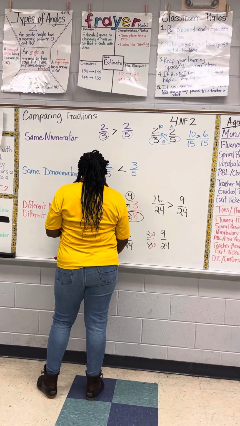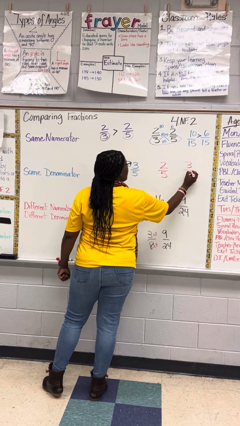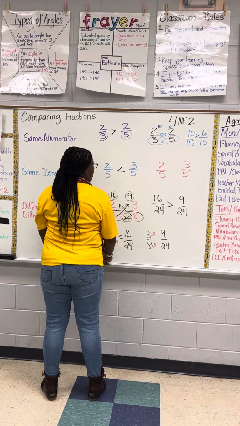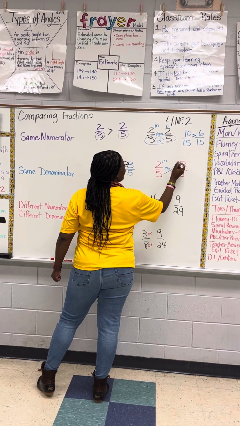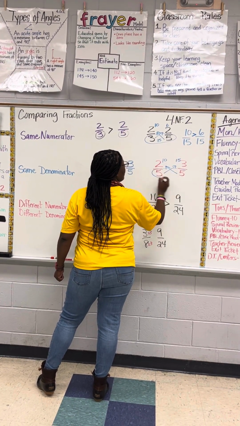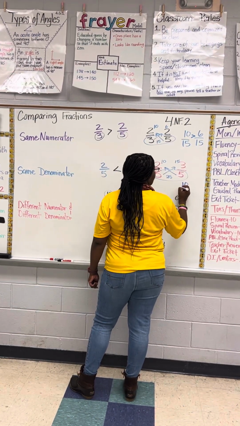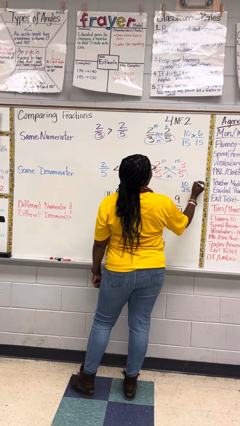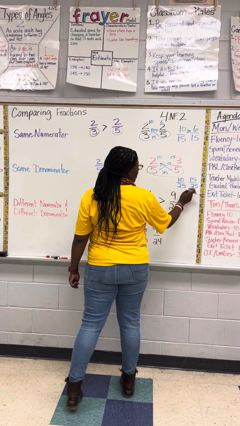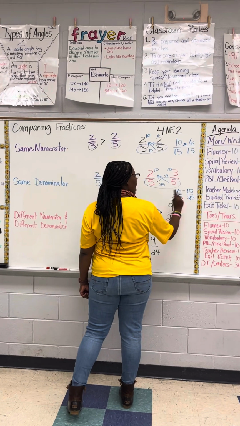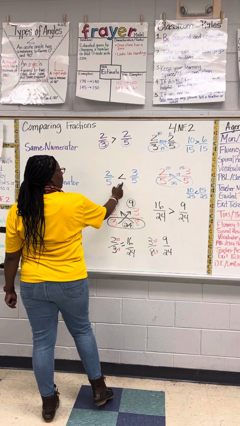So 2/5 and 3/5. I'm going to cross multiply. 10, 15, 25. So now I have 10 over 25 and 15 over 25. So now they both have the same denominator. All I got to do is see which one has the highest numerator, which is this one, which is the same answer I had before.